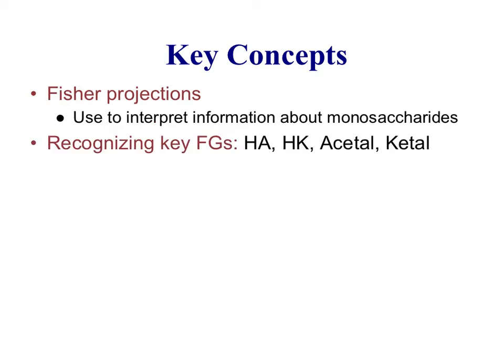Some other things that we're going to bring back that we've already talked about are Fischer projections and recognizing some key functional groups. We've talked about Fischer projections in section 2, in the chirality stereochemistry section that we just mentioned, like there are chiral centers and that kind of stuff. So we'll talk a little bit more about that. And then we want to make sure we can recognize the key functional groups, of course acetals and ketals, which we just talked about, but also hemiacetals and hemiketals, which are these abbreviations.